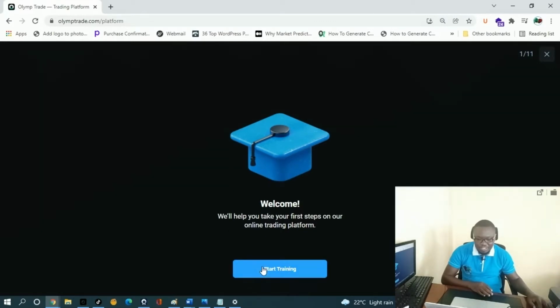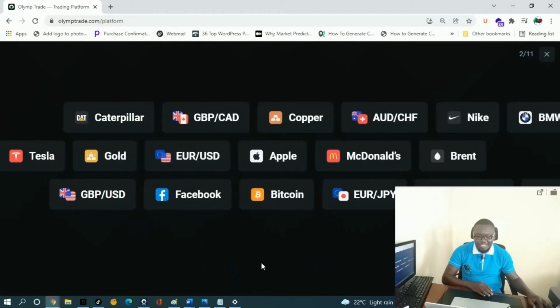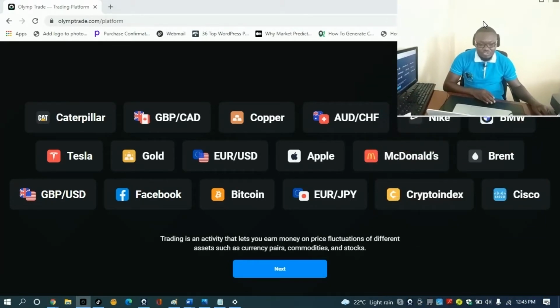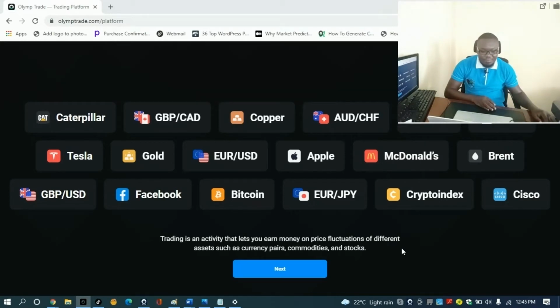So when you click on how to trade on the fixed time trading platform, you will be brought to this window. Just click on start training, and on the start training interface, you will see different assets that are displayed on the platform. So I want us to read whatever will be displayed at the bottom here and explain each of those aspects as we go on.